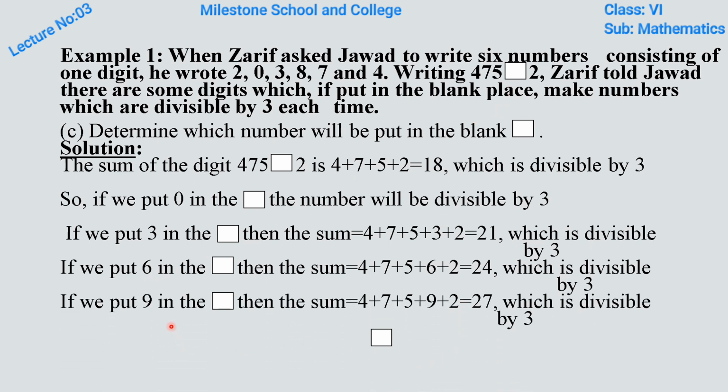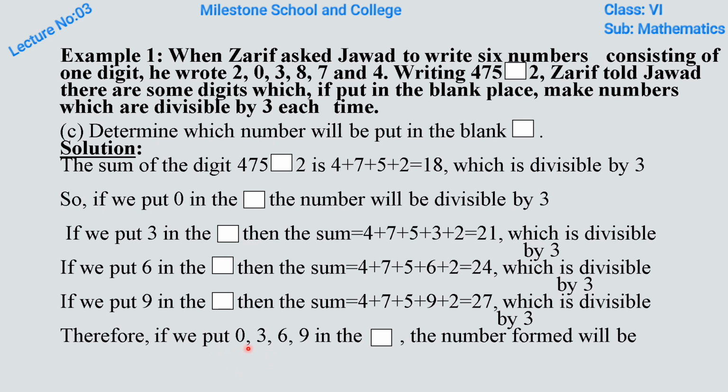And if we put 9 in the blank place, then the sum will be 4 plus 7 plus 5 plus 9 plus 2 equals 27, which is also divisible by 3. As you can see, if we put 0 or 3 or 6 or 9, the sum will be divisible by 3. That means this number also will be divisible by 3. We cannot take more than one digit because in here the place is only for one digit, not two digits. That's why we will take up to 9.